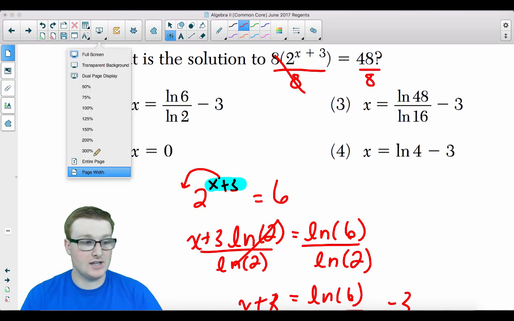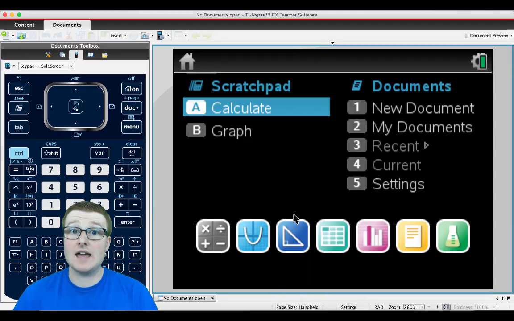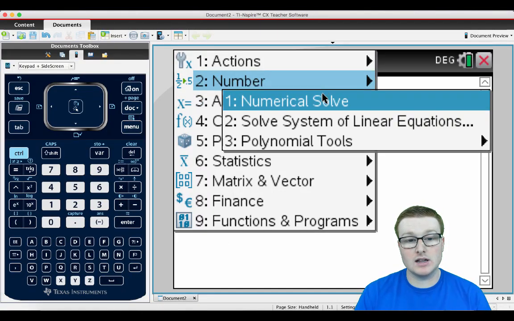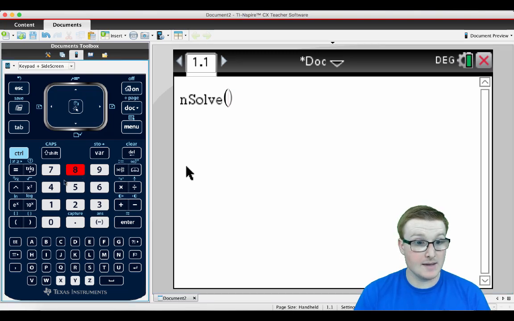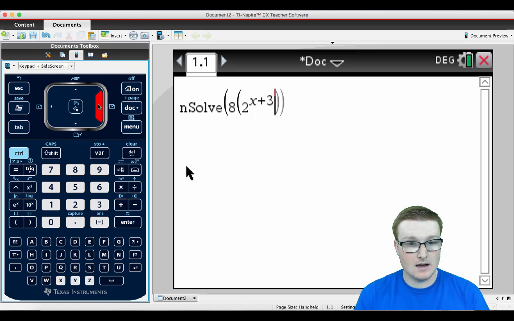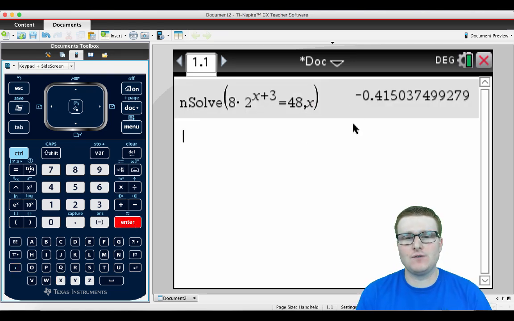Now let's just say you don't like the way I did that question. Very simple solution. Go to your graphing calculator. Go to your calculator page. You're going to go to menu. Click on algebra. Click on numerical solve. And you're literally going to type in 8 times 2 raised to the x plus 3 equals 48 comma x. And that gives you negative 0.415.